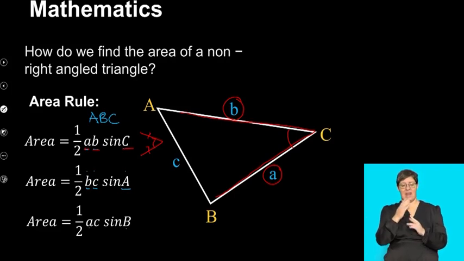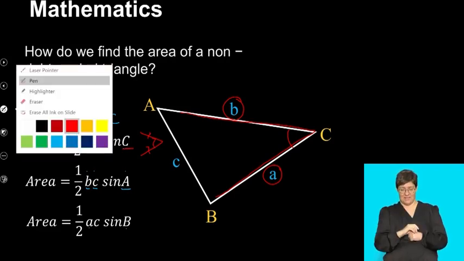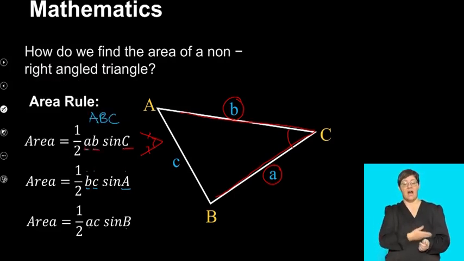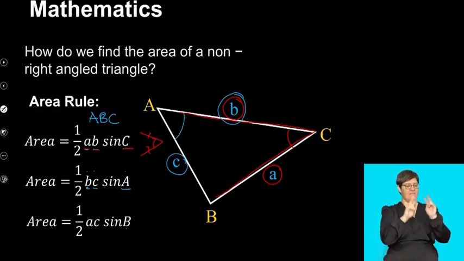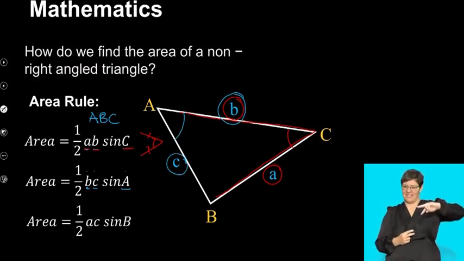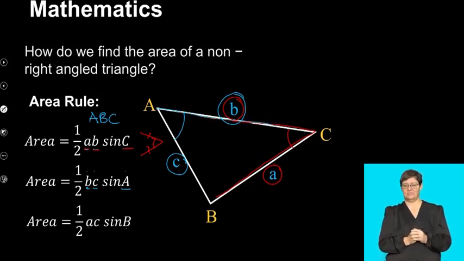Let's look at the second one. The second one is half bc sine A. So it's b, c, and this angle here. For the second one, we're using that side, and we're looking at this angle here. So basically, we're looking at that side, and that angle there.